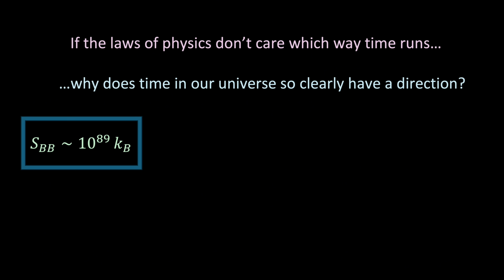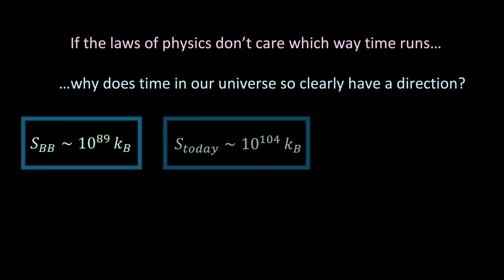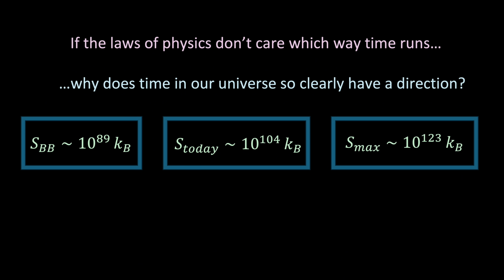When you include gravity, we found that the entropy of the universe today is dominated by supermassive black holes with a combined value of around 10 to the power of 104 times Boltzmann's constant. And even that pales into insignificance compared to the maximum possible entropy of around 10 to the power 123 times Boltzmann's constant. And that's why entropy has been able to increase. That's why the second law holds. And that's why time has an arrow. Because of gravity and its impact on entropy.